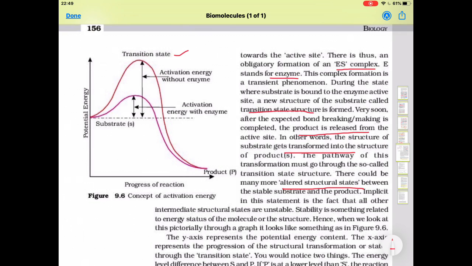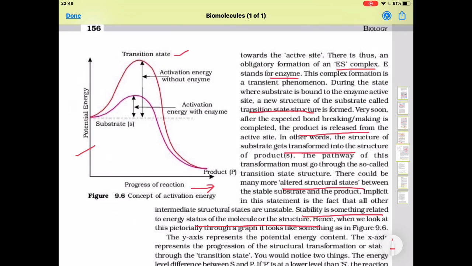Between the substrate and the product, many unstable structures are formed. Stability is somehow related to the energy status of the molecule or the structure. In the above graph, the y-axis represents the potential energy content. The x-axis represents the progression of the structural transformation or states through the transition state.